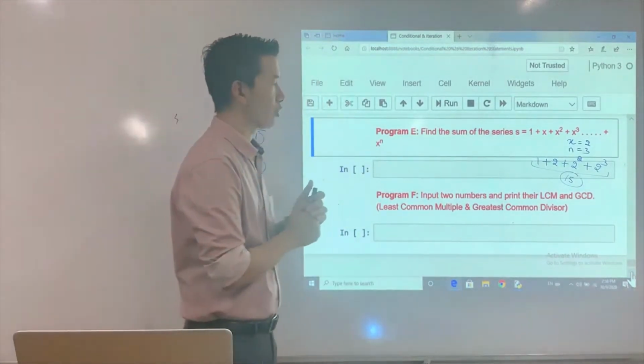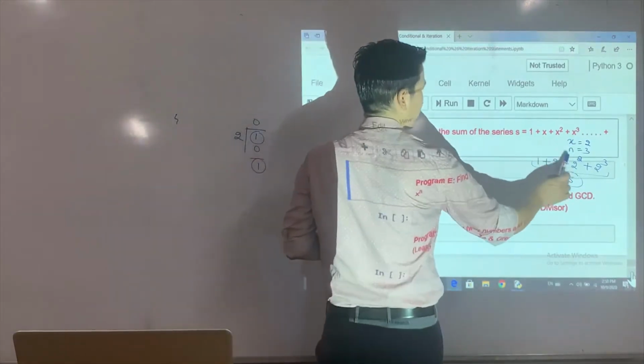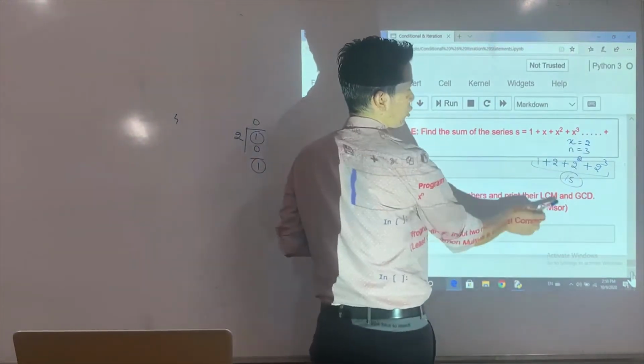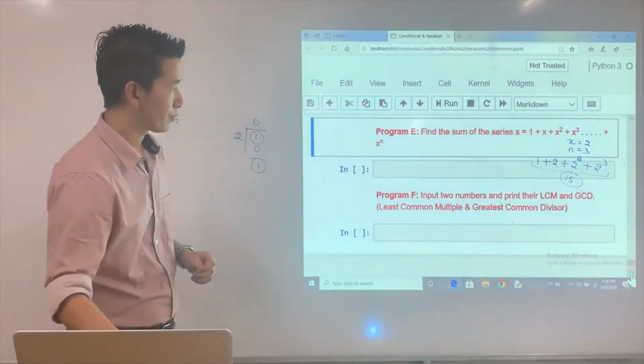So I hope you have understood the question, right? So if I enter the value of x as 2 and the value of n as 3, I should get the answer as 15, right? So let's write the program.